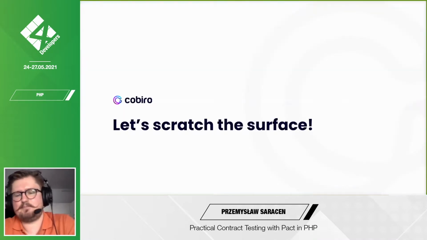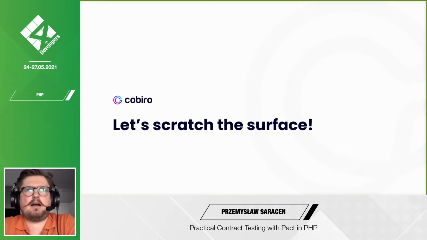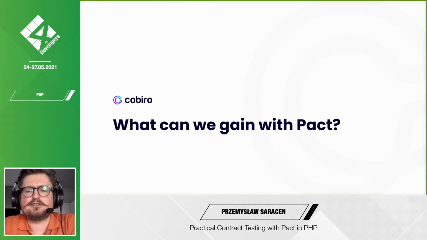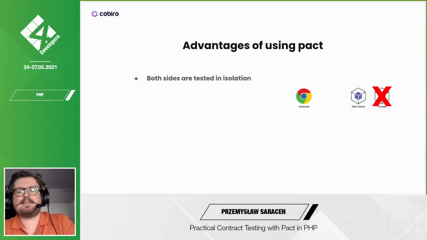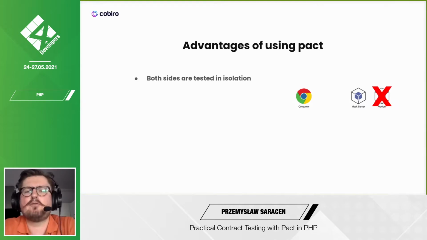Okay, so that's basically how we can do our contract testing using Pact. But as I said, it is only scratching the surface because this is a more complex problem and requires a couple of hours more to learn properly. So let's talk about some benefits of using Pact. Well, as I said before, we are testing both sides, both parties in isolation of each other.